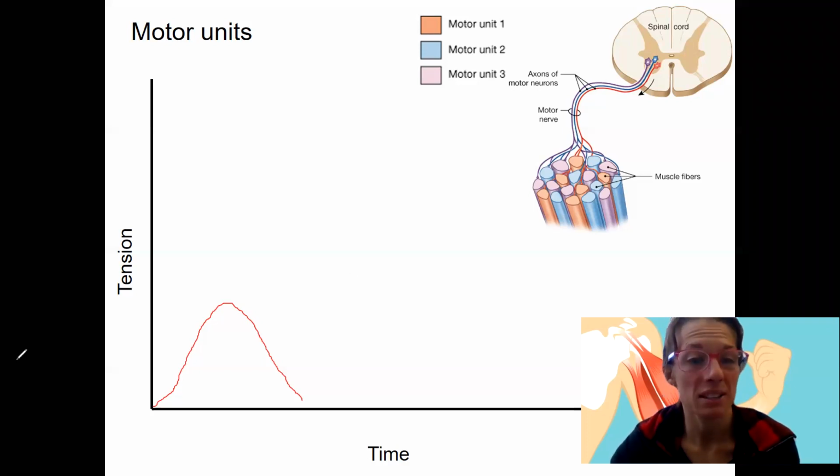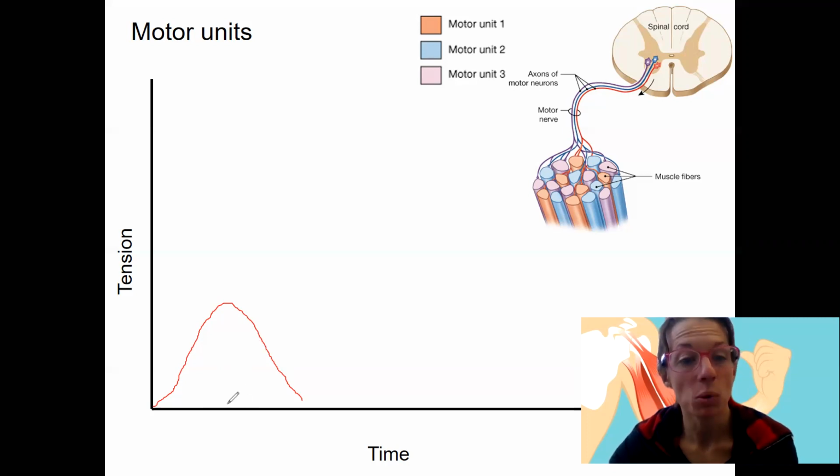Then what's going to happen is these muscle fibers are starting to fatigue. There's a whole section in your book on fatigue that you're welcome to read, obviously related to ATP generation and the type of respiration that muscles carry out. But it's going to happen, right? You know that your muscles fatigue.